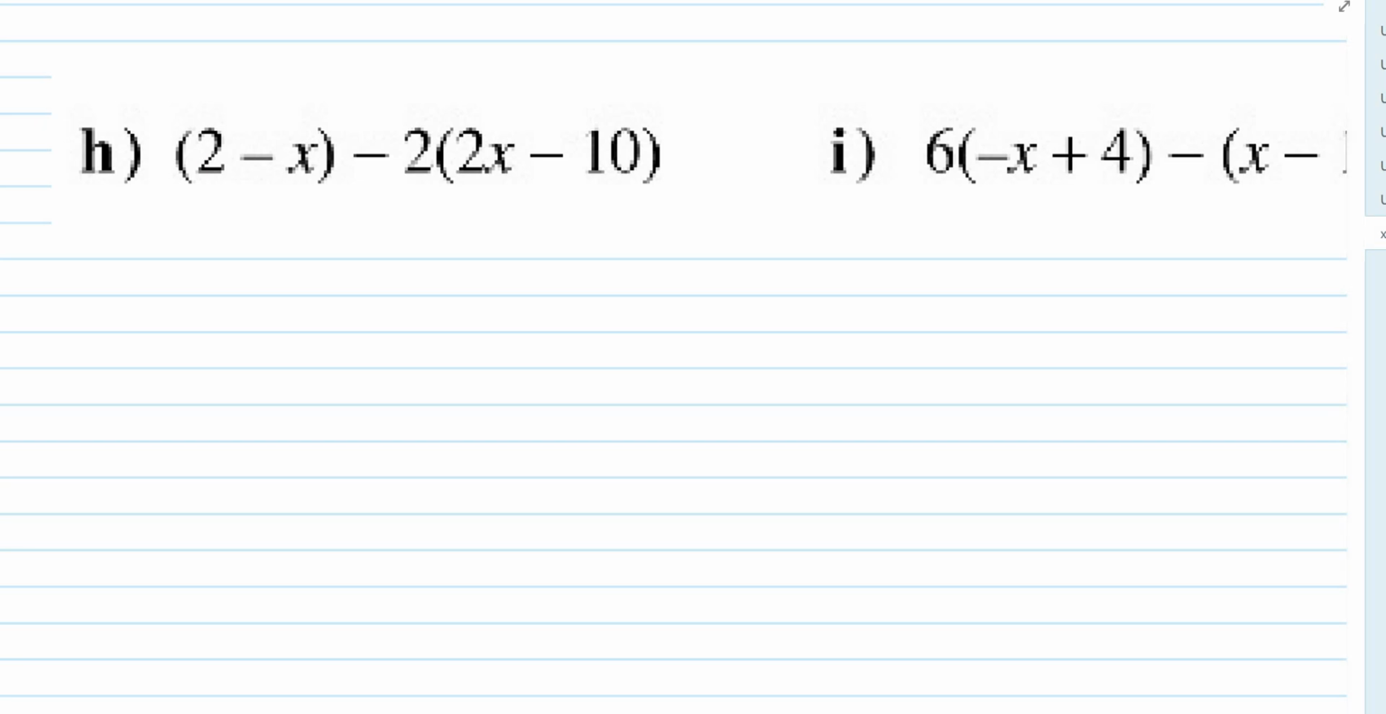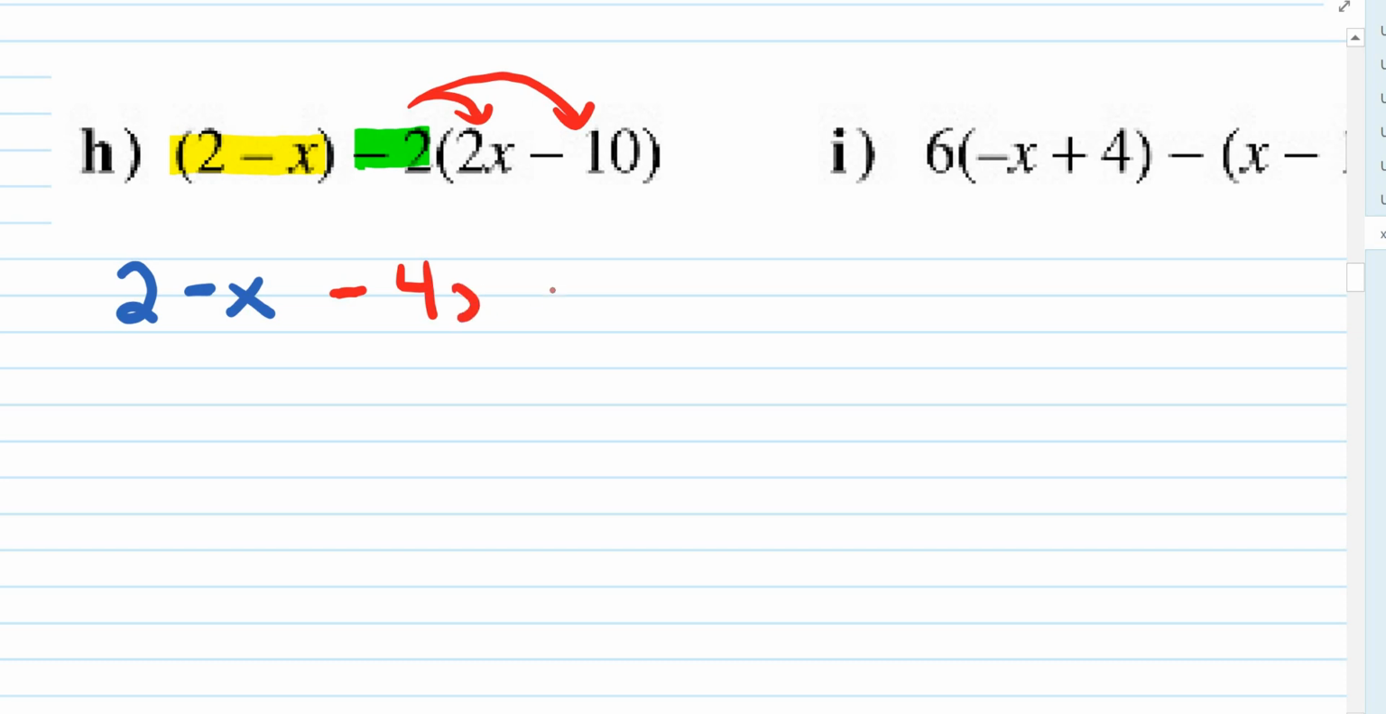So letter H, there's a few things going on. First of all, I see the brackets there. There's nothing in front of the brackets, so I can just remove the brackets. And then I have a -2, and the -2 can just distribute into the brackets. So I get -4x, and then -2 times -10 is going to be positive 20.